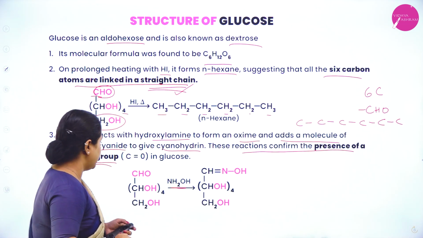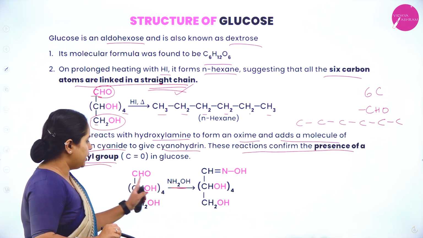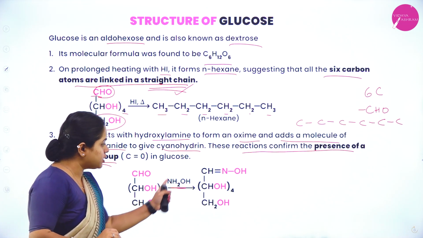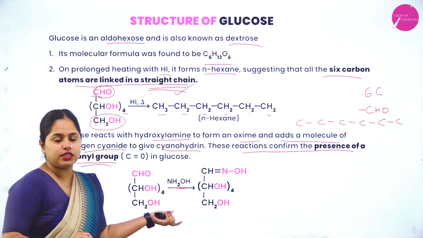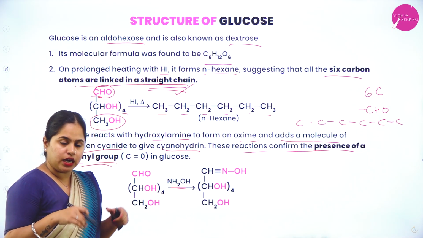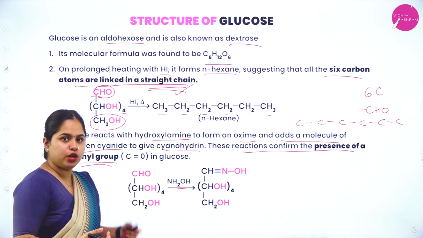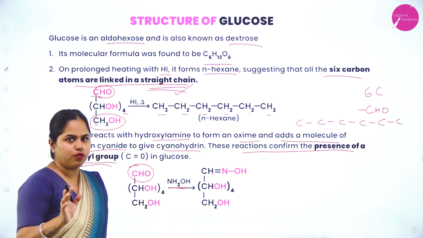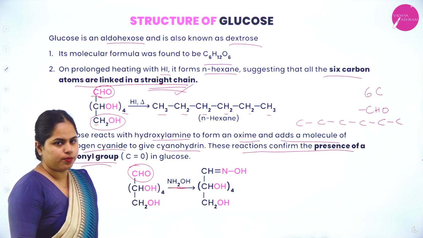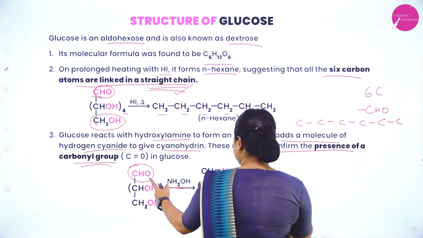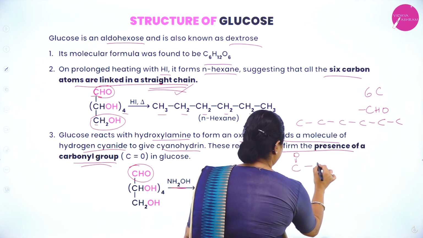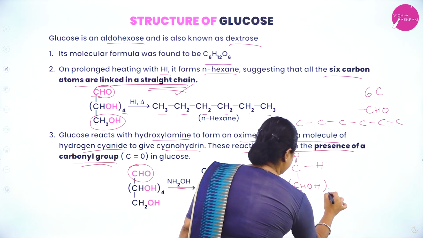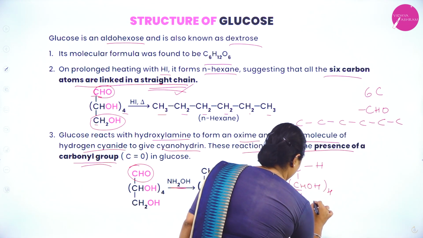Okay, so you can see here, this is your glucose. It reacts with hydroxylamine and forms an oxime. So if it is forming an oxime when it is reacting with hydroxylamine, it confirms that there is a carbonyl group present here. Which is the carbonyl group? Aldehyde is present here, right? As of now, we don't know. We are coming on to the structure. Okay, so you can see here the CHO which is written here, it is C double bond O H, right? And you have CHOH 4 times and you have CH2OH.